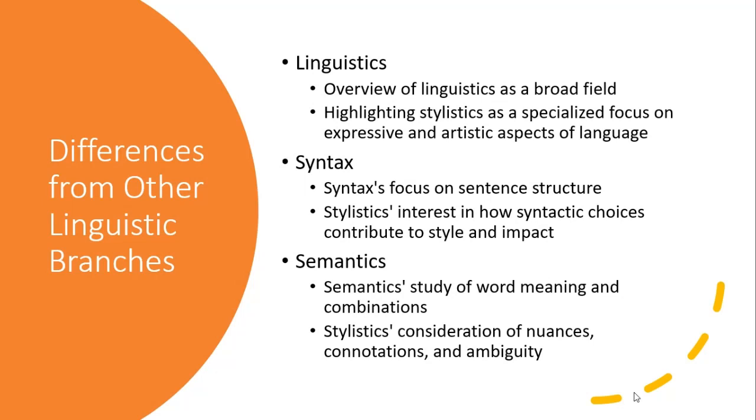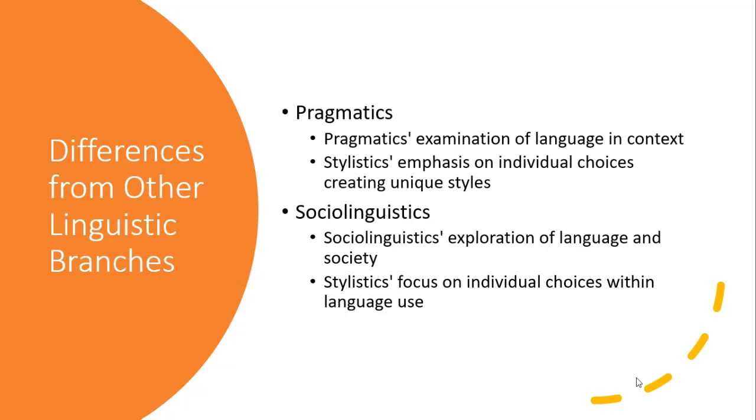Next one is semantics. Semantics basically studies the textual meanings or literal meanings or dictionary meanings of words, whereas stylistics focuses on the consideration of connotation, ambiguity, nuance, or variations of words, how they are used to give meanings.